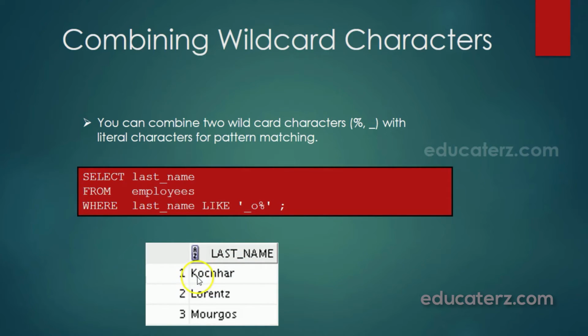The first record says Kocher, first character is uppercase K, second character is o, and the rest of the characters follow. Similarly, look at the second record. The first character is uppercase L, second character is o. Similarly, look at the third record, you will find the first character is uppercase M, and the second character is o. So this query returns all the names where, whatever the first character, the second character is always small o.